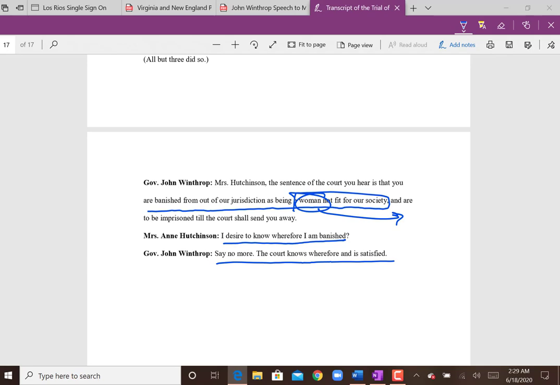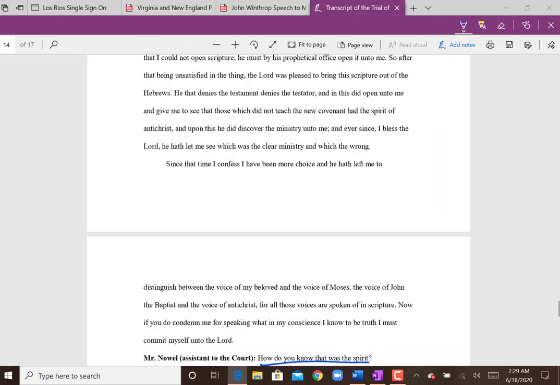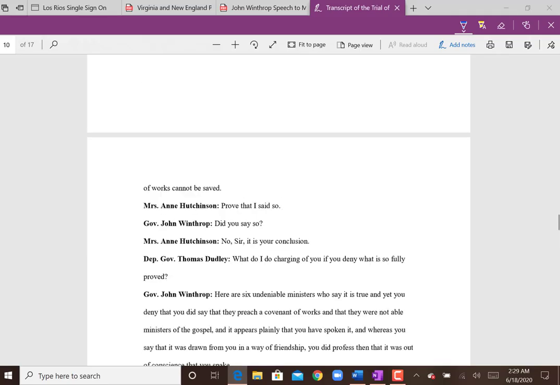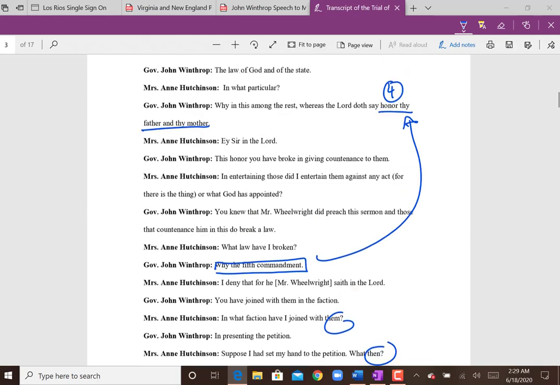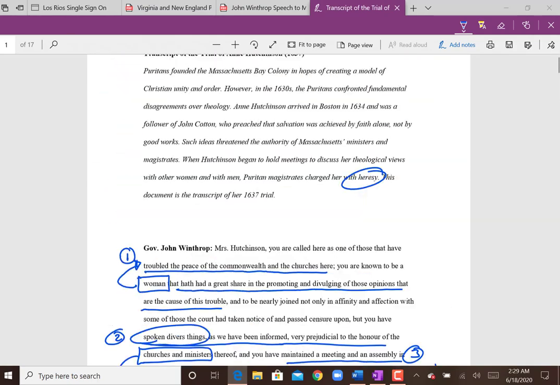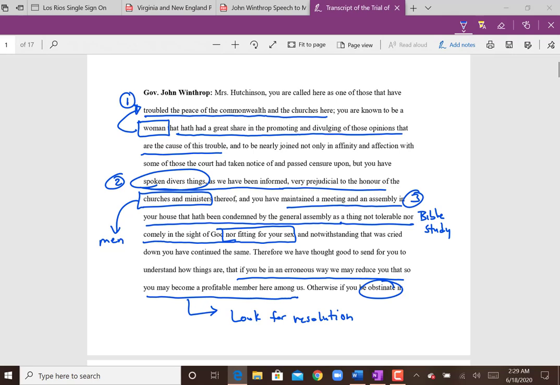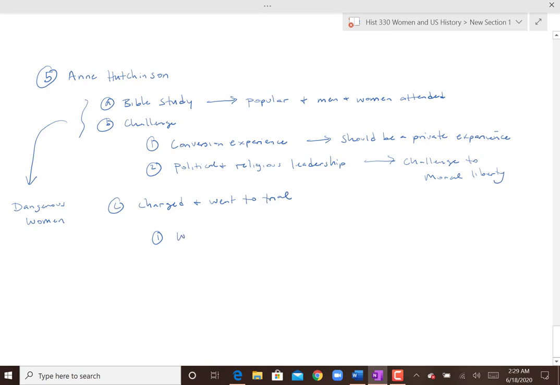But throughout this entire hearing, this court trial, right? There is such an emphasis on a woman not fit for society, or a woman that's not comely to your sex, right? That's not appropriate for being a woman. And that emphasis is there, or the woman who has great share in the promoting and divulging of opinions. So it really did play a role that she was a woman challenging the system, right?